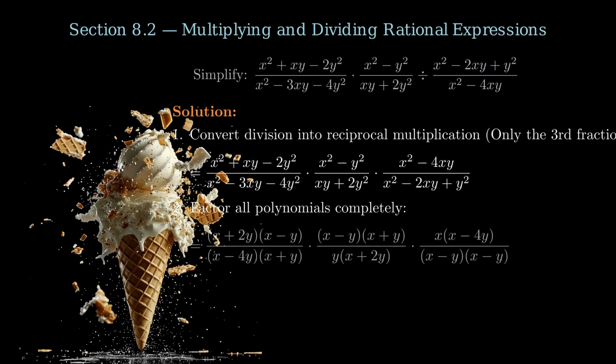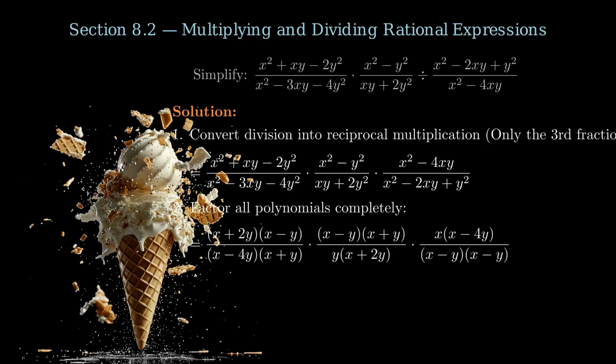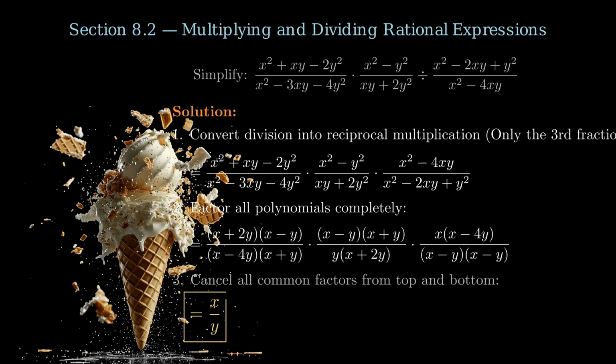Next, factor all numerators and denominators completely using quadratic methods. Finally, cancel out all identical common factors from the top and bottom. After dividing out everything, we get the beautifully simple answer, x over y.